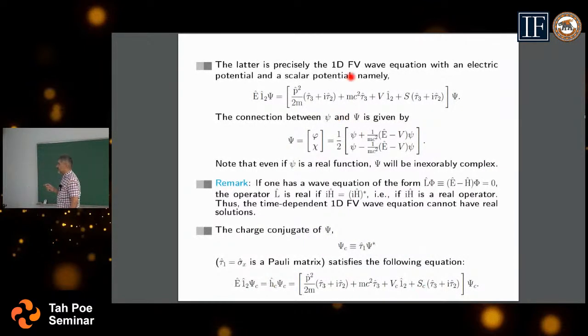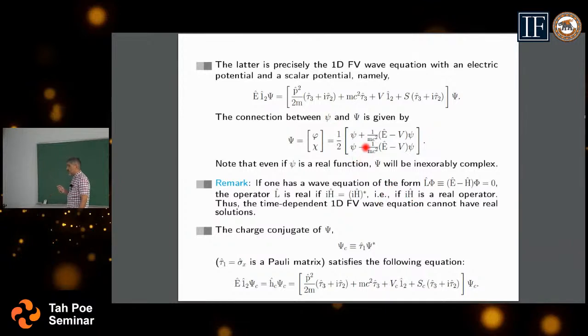This is the famous Feshbach-Villars equation in 1+1 dimensions. And we have a connection between C and the solution of the standard equation. This C, lowercase, is the solution of the standard equation, and this C is a solution of the Feshbach-Villars equation. You can prove the total equivalence between the Feshbach-Villars and the Klein-Fock-Gordon equation.